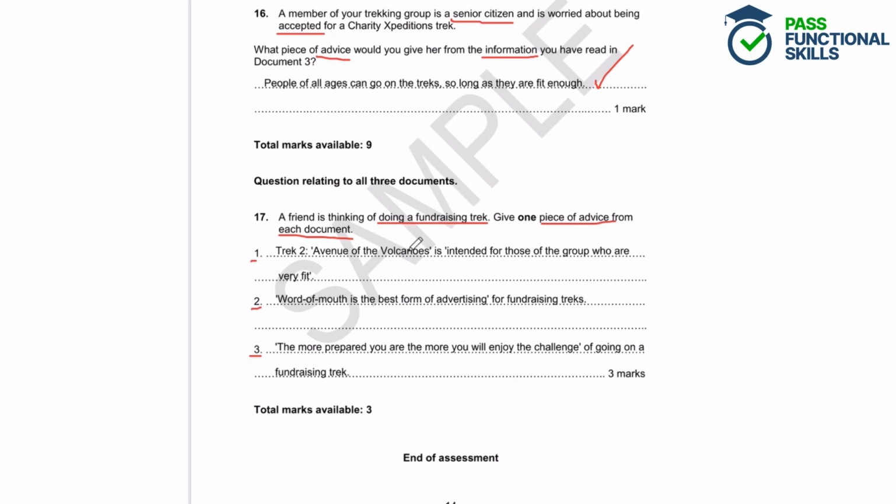So they've used quotes here to say that one piece of advice is you need to be very fit to do a fundraising trek. 2, word of mouth is the best form of advertising for fundraising treks. Again, we've used a quote here to give a piece of advice. And finally, the more prepared you are, the more you will enjoy the challenge of going on a fundraising trek. That's another good piece of advice, and all of these are specifically about doing a fundraising trek.